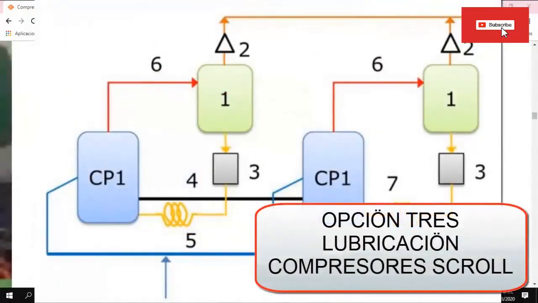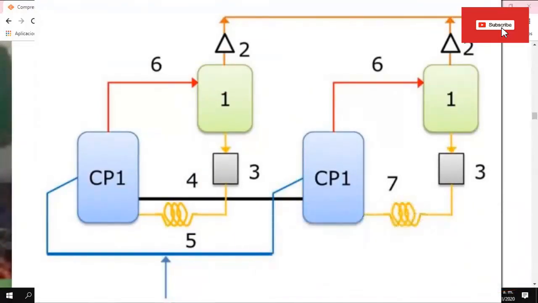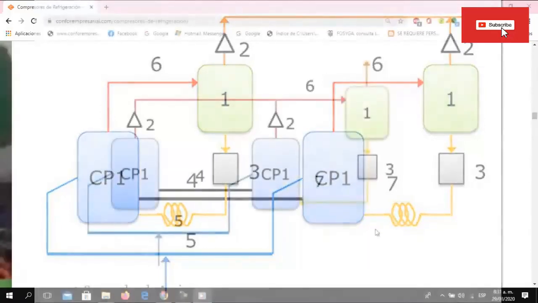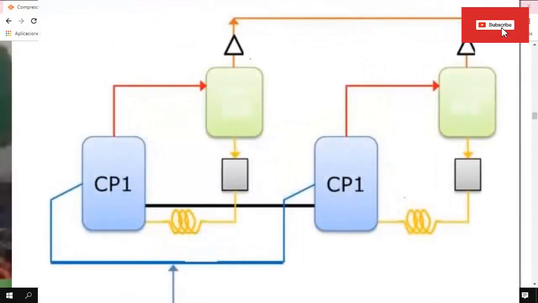Single oil return. 1. Oil separator. 2. Non-return valve. 3. Oil filter. 4. Oil equalizer line. 5. Suction line. 6. Discharge line. 7. Oil return line with capillary tube. System features: 1. Each compressor has its own oil separator. 2. The oil separated in the oil separator is returned to the corresponding compressor.